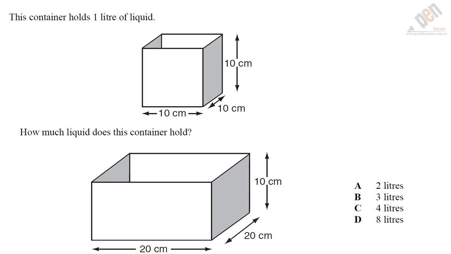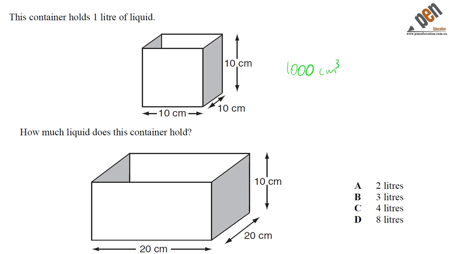This container holds 1 liter of liquid. How much liquid does this container hold? Okay, so we know that 1 liter is defined by having 10 by 10 by 10, or 1,000 centimeters cubed. That makes it 1 liter.